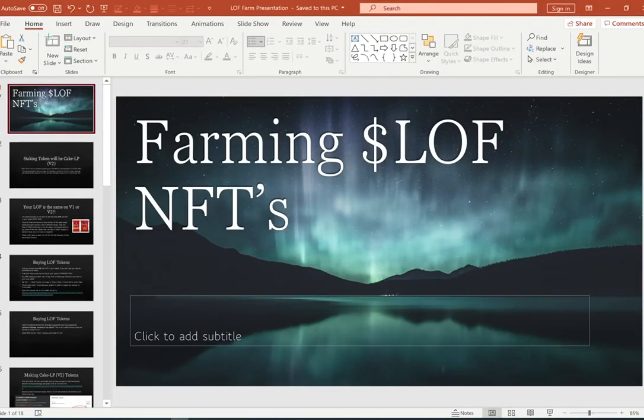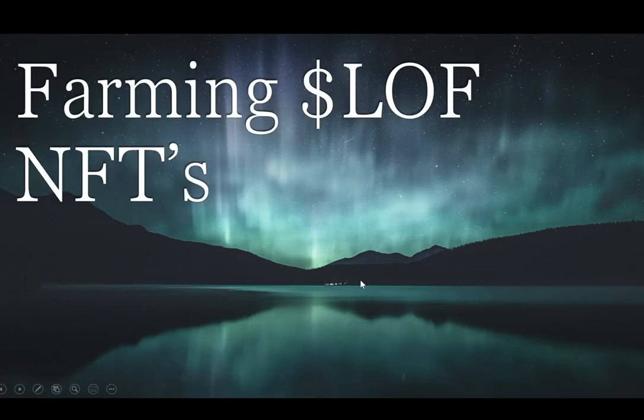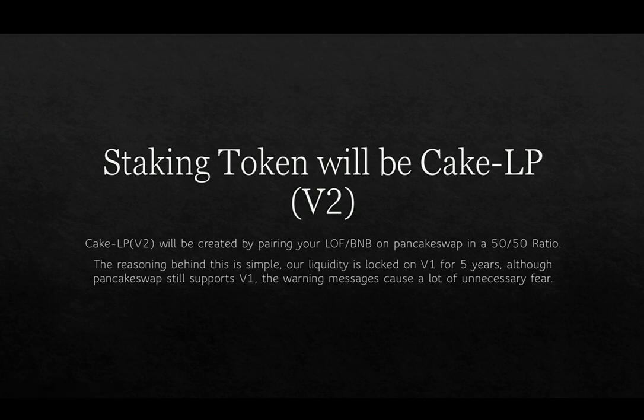Alright, so today we're going to learn how to stake some LOF and BNB to farm some NFTs. The LP tokens are going to be in Cake. They're going to be Cake LP, which is just liquidity provided on PancakeSwap. We're going to mix LOF and BNB in a 50-50 ratio to create the LP tokens. We need this for obvious reasons.